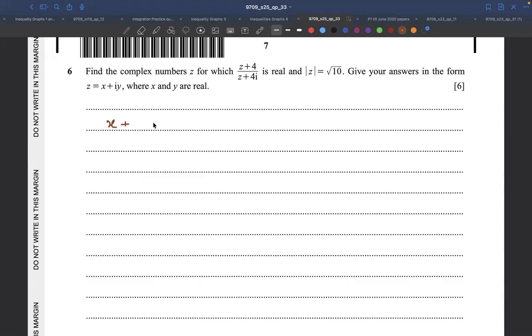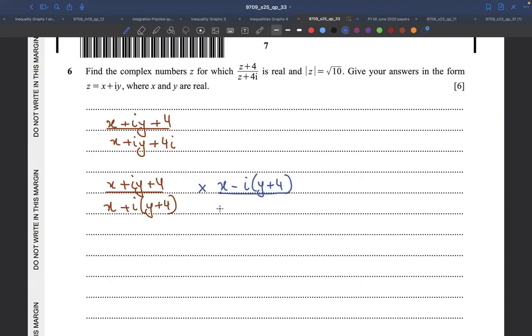We can write (x + iy + 4) divided by (x + iy + 4i). Whenever we have a complex number of this form, we can always take the conjugate and multiply it with the numerator and the denominator. But to do that, first we'll take i common in the denominator, so we'll write it as i into (y + 4). And now we'll multiply by changing the sign, so we multiply by (x - i(y + 4)) divided by (x - i(y + 4)).